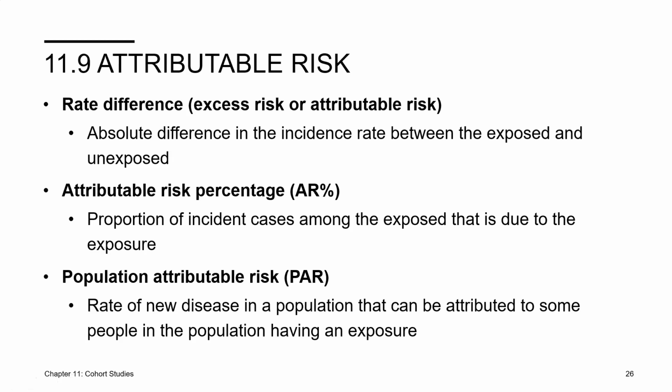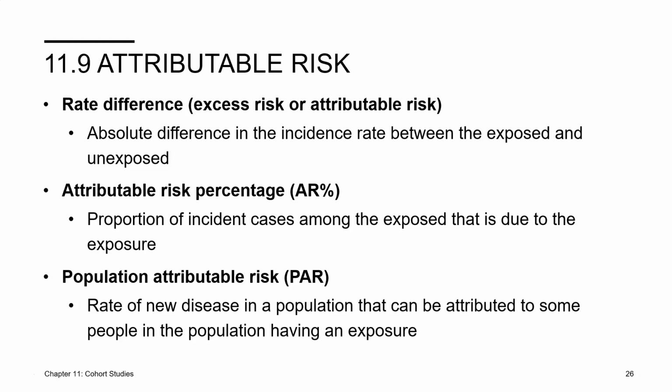Section 11.5 goes over attributable risk, so another thing that can be calculated in cohort studies. One thing that can be calculated first is a rate difference, and this is your excess risk. This is the absolute difference in the incidence rate between the exposed and the unexposed. And so it's just a subtraction.